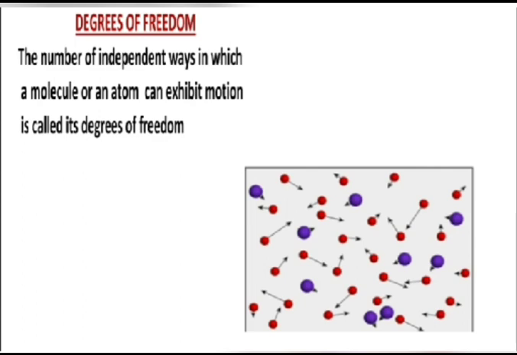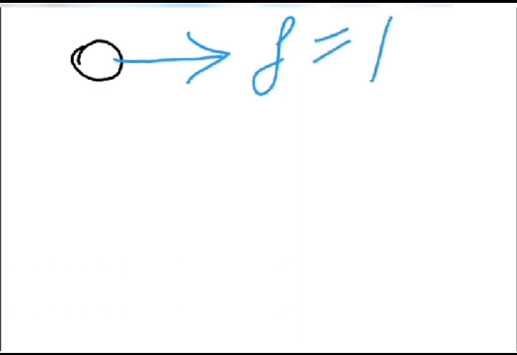To make it more clear, let us take certain illustrations. Let us consider a single atom system. Say, for instance, this atom is free to rotate in one direction across this particular axis. So how many degrees of freedom are possible in this case? It has only 1 degree of freedom. As per the definition, the possible ways in which that atom or molecule can show its motion are its degrees of freedom.